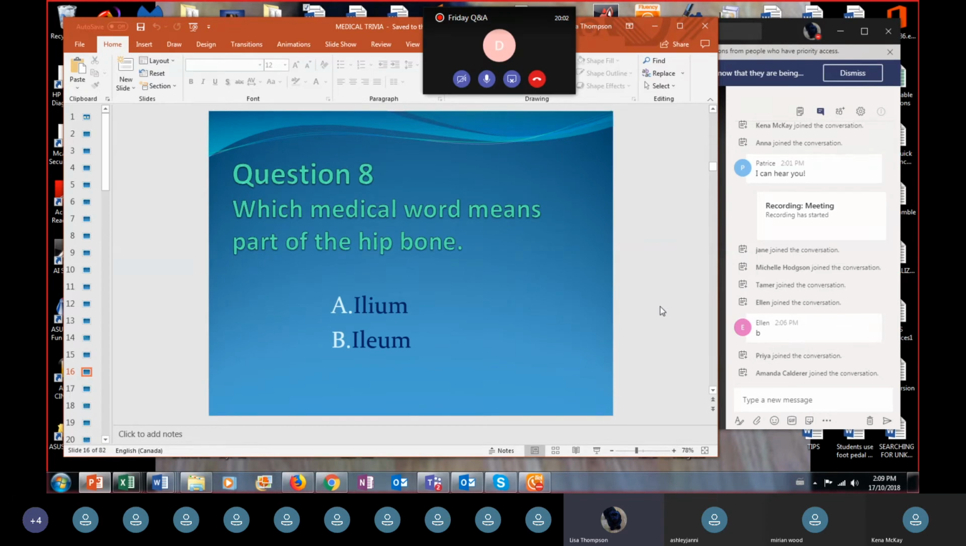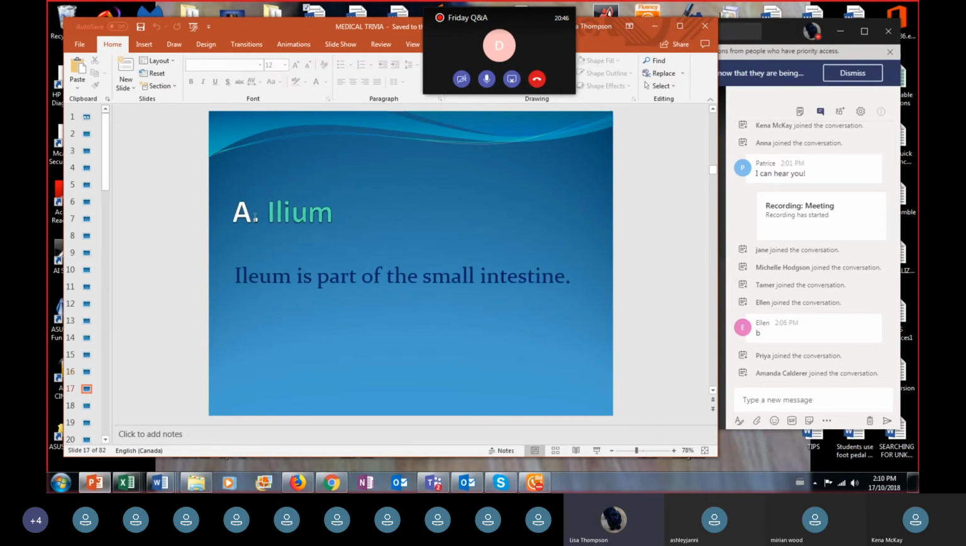Question 8. Which medical word means part of the hip bone? Is it A, ilium, I-L-I-U-M, or B, ileum, I-L-E-U-M? For those of you that arrived a little late, you can take out a paper and pen and write down question 8, and then put A or B beside it to test your knowledge. The answer is A, ilium, I-L-I-U-M. The ileum, I-L-E-U-M, is part of the small intestine.